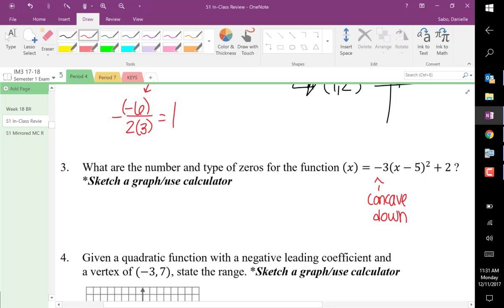And does anyone remember what the vertex is going to be? 2. The 2 is, yep, the y value. What's the x value of the vertex? What's the other number that's pointing to? 5. Yes, 5. Now, if you say, well, I will never remember that, that is way too difficult, then you're going to need to be able to put that into the graphing calculator.